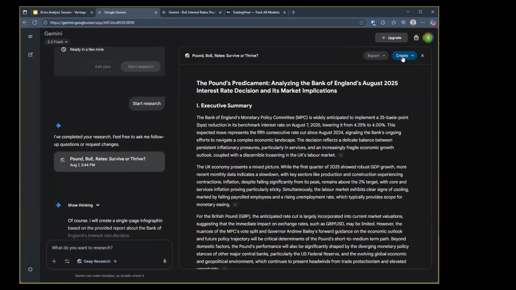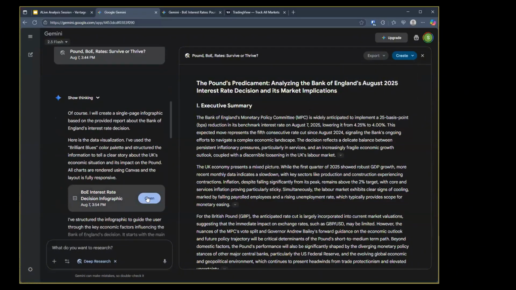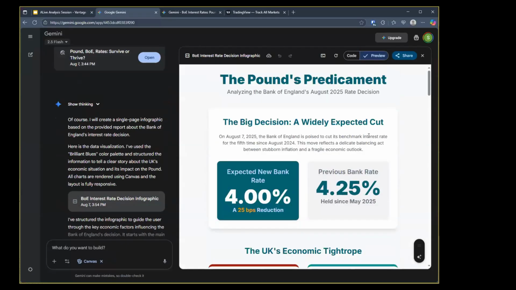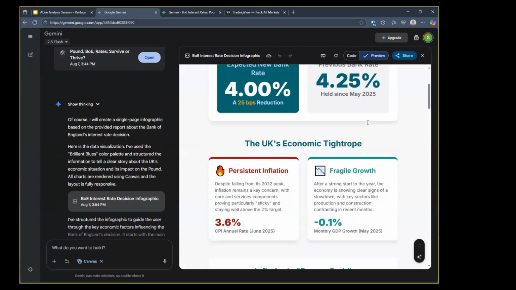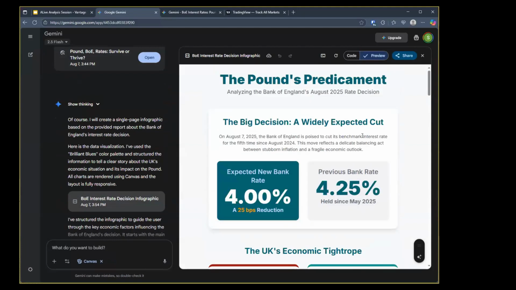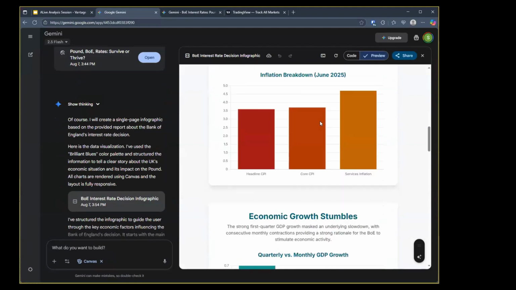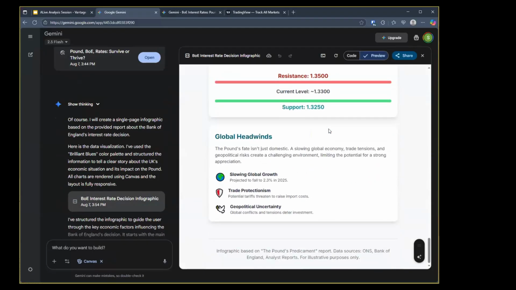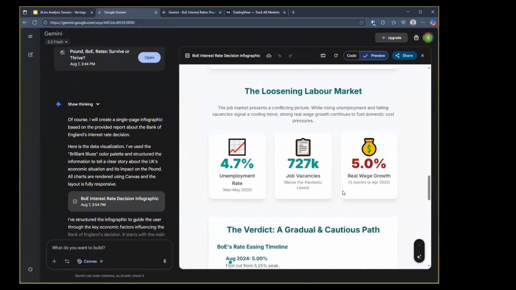On the right-hand side, you have this create button, right? You can create a web page, an infographic, a quiz, or an audio overview. And once it's been generated, you can share it with your friends or whoever is interested in this topic as well. So, a pretty nice infographic being generated. I think they're using some Python library to generate this. Pretty cool. Try it for yourself.